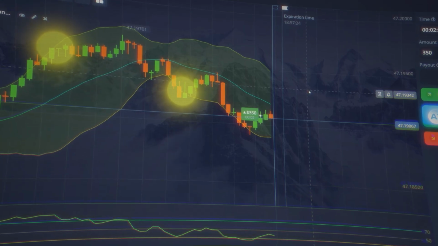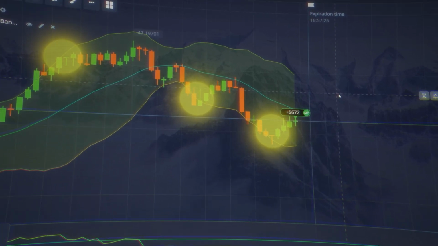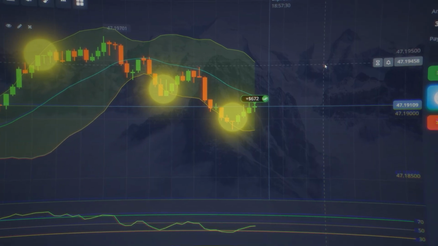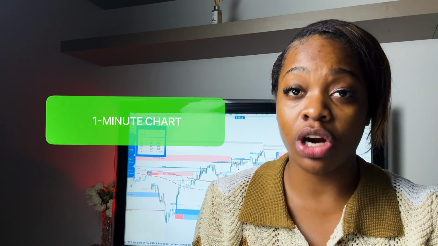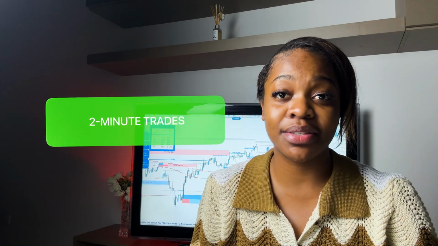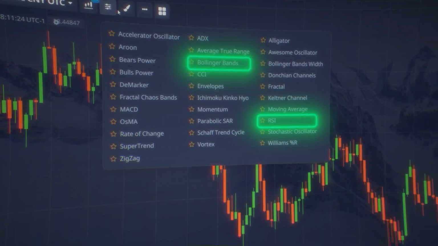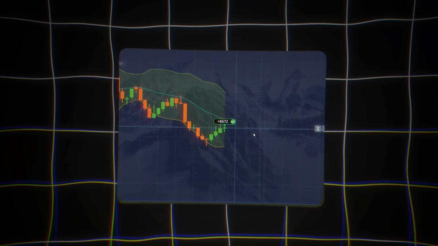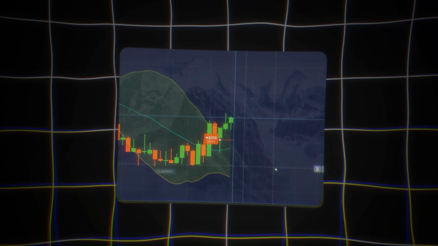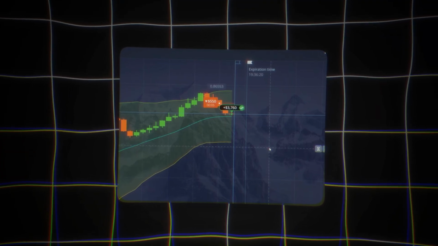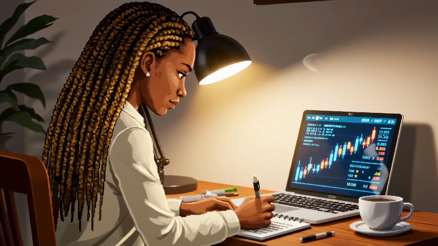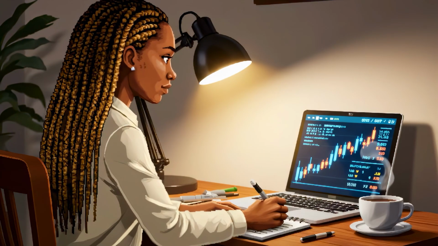Hi, this is Bianca. Today I'll show you how the market literally explodes from within, at the exact moment when one impulse ends and a new one begins. I'm working on a 1-minute chart with 2-minute trades, and my setup is based on two simple tools, Bollinger Bands and RSI. I'll show you a series of trades where everything depends on fractions of a second and one perfect signal alignment. No guessing, no luck, just cold analysis and precise calculation.